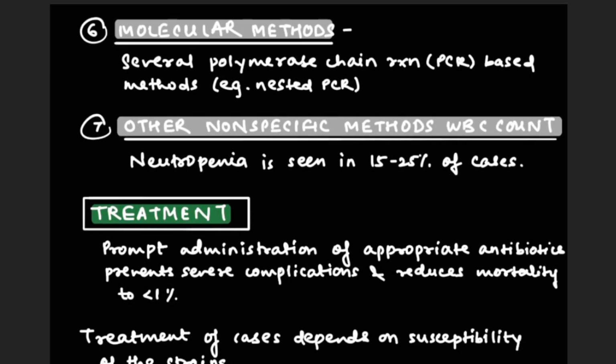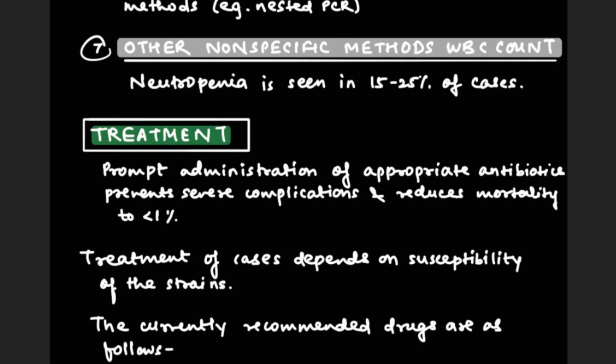Now we are going to see the sixth one, that is molecular methods. Several polymerase chain reaction, that is PCR, reactions are based on the mixed PCR, and the seventh one is other non-specific methods, like CBC, where leukopenia is seen in 15 to 25% of the cases. Now this is all about the lab diagnosis. Now we are going to see about treatment.